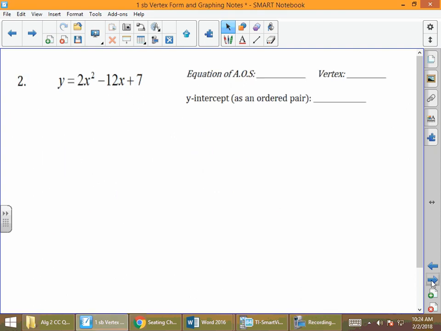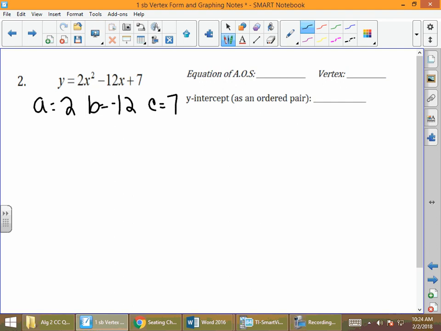Let's try another one. Label the problem. A is 2, B is -12, C is 7. And once again, we can figure out the ordered pair for the y-intercept because we know the value of C. This one's going to be (0, 7). We can calculate the equation of the axis of symmetry. It's an equation, so we want to make sure we write x equals, maybe at the start so we don't forget.